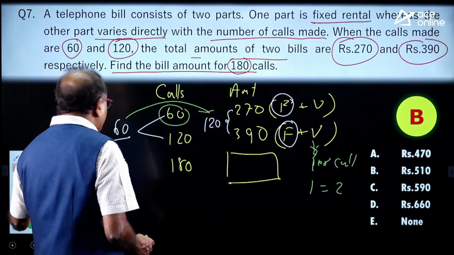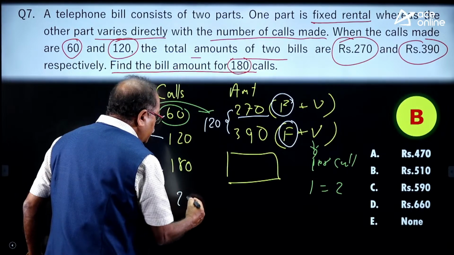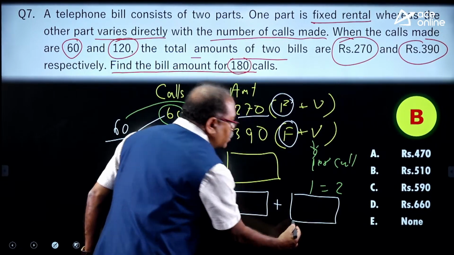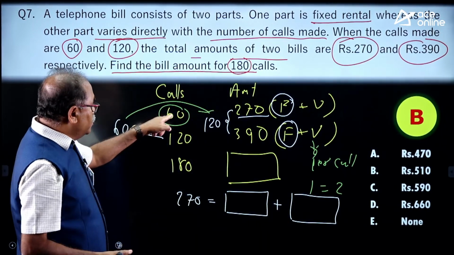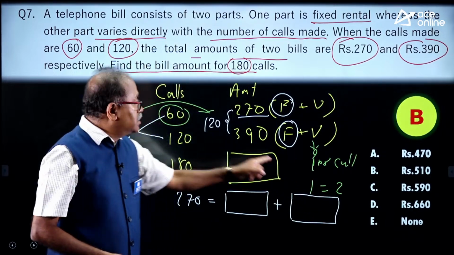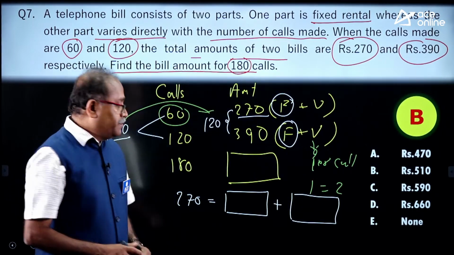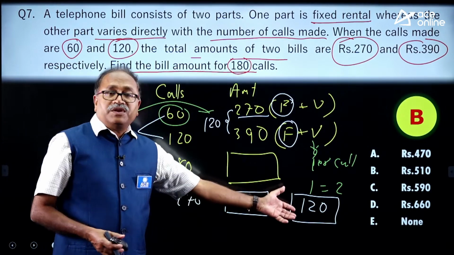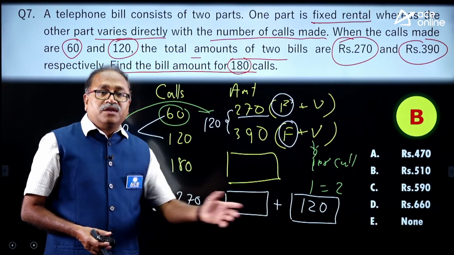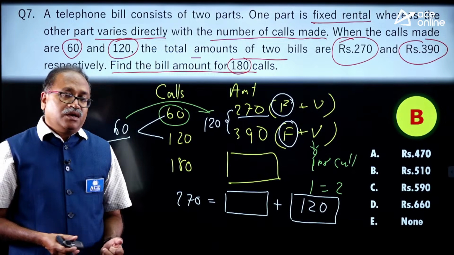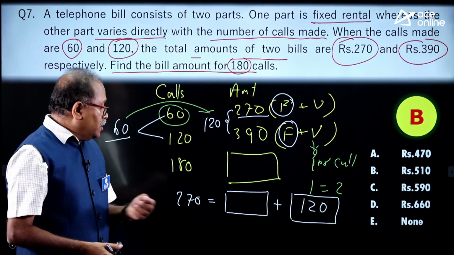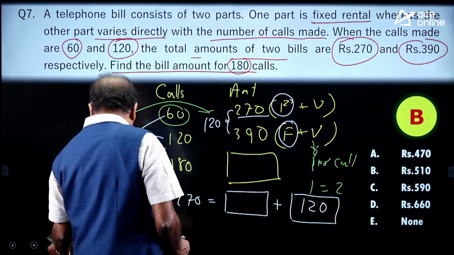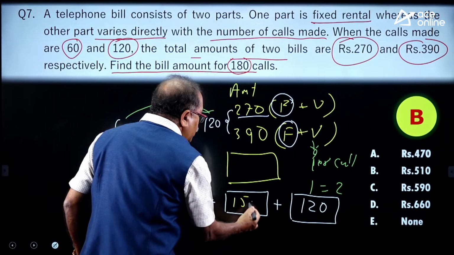So out of 270, there is a fixed expenditure plus a number of calls. And I know that for 60 calls, 1 call is 2 rupees, 60 calls 120 rupees. So for calls it is 120 rupees out of 270. Then the remaining amount will be for the fixed expenditure. And that is 270 minus 120, that is 150. So this 150 is your fixed expenditure.